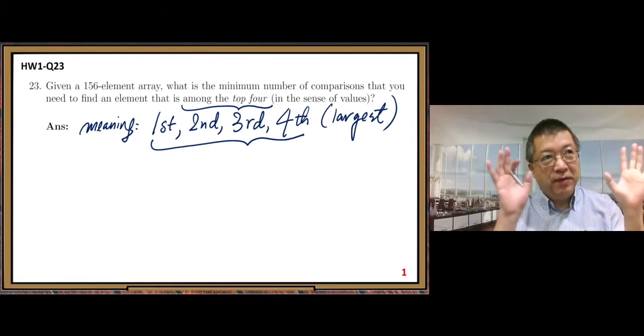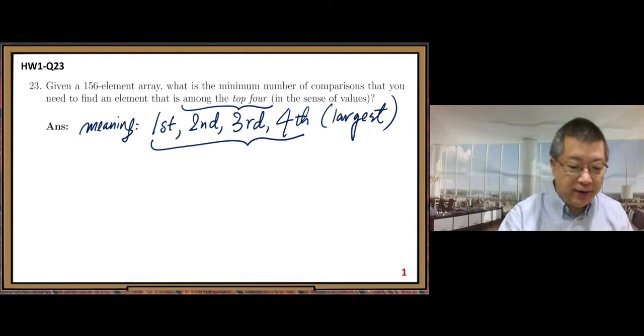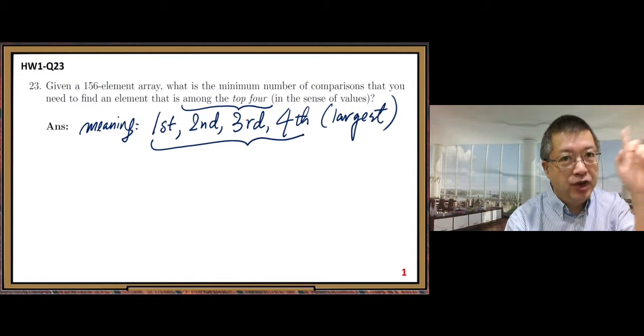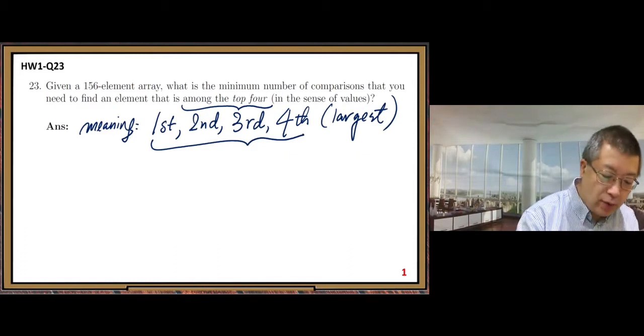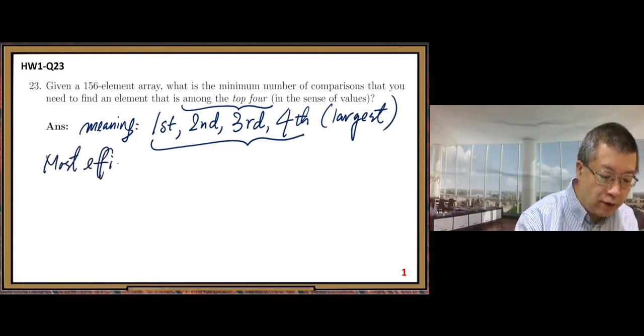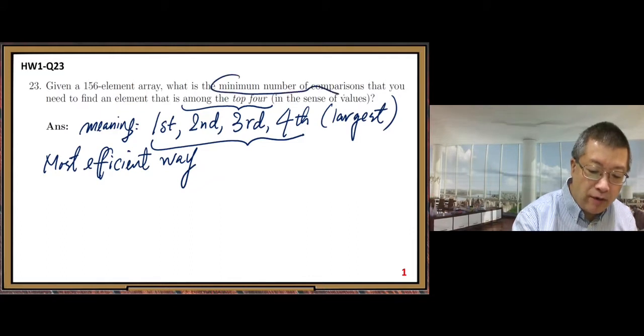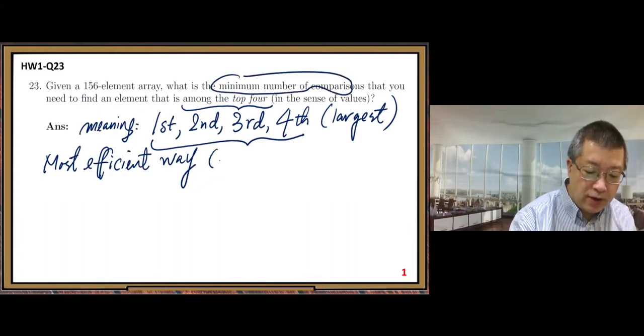Second thing, I want to explain another important point here: the most efficient way to solve this problem. We want to get the most efficient way to solve it. Most efficient way means the minimum number of comparisons. So that's the meaning: the minimum number of comparisons.